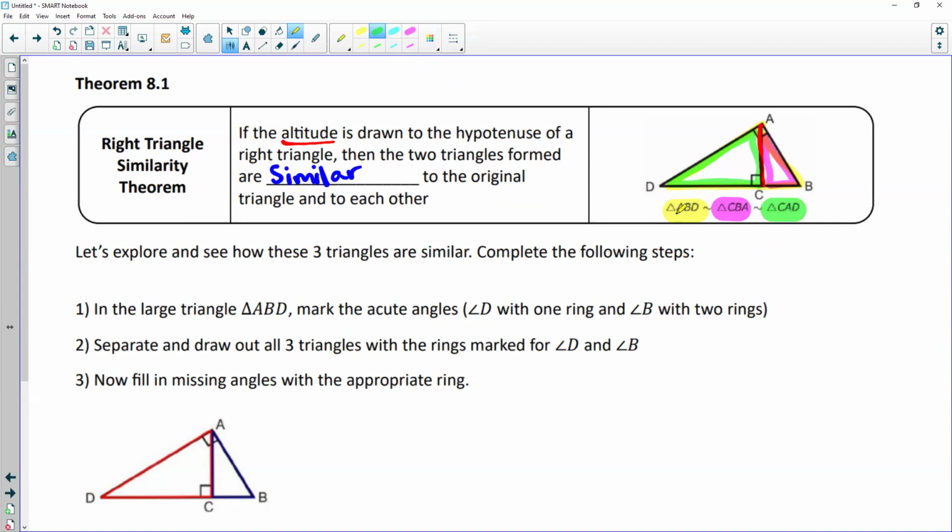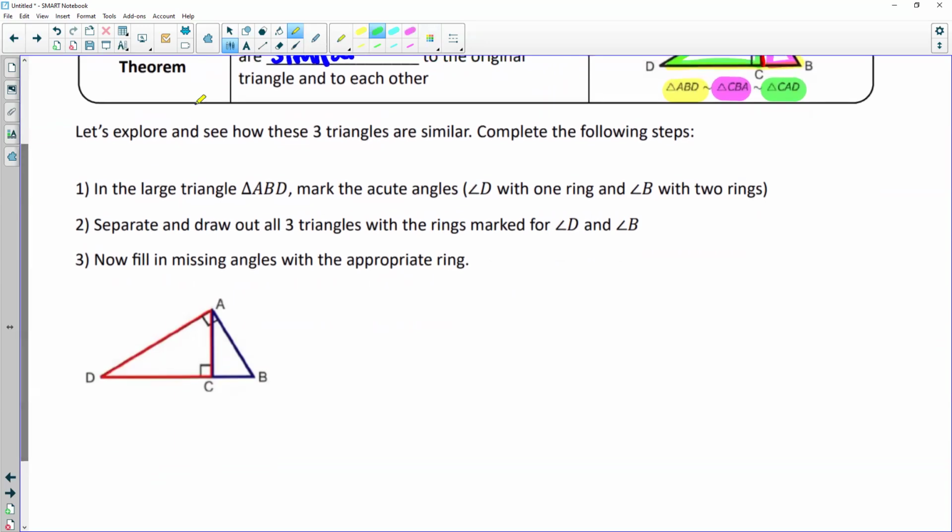And so looking at that similarity statement, it might be a little bit difficult to see where that statement is coming from. Because when we wrote these in the past, the order mattered, right? So let's go ahead and dive in and see how exactly it is that these 3 triangles are similar, right? And the way that we're going to do that is by following these 3 steps. So the very first thing we're going to want to do is look at step number 1. It says in the large triangle ABD, you're going to mark the acute angles, angle D with 1 ring. So let's go ahead and do that. Let's put 1 ring for angle D. And angle B will have 2 rings. So here is angle B with 2 rings.